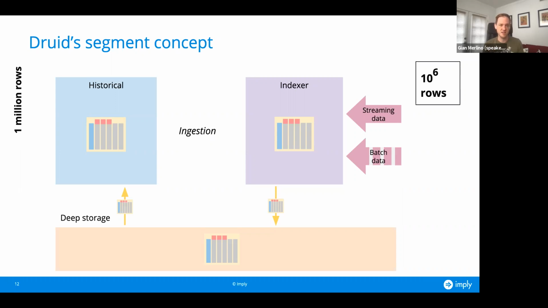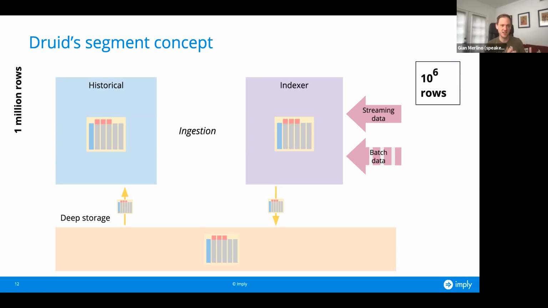These segments are built incrementally, row by row. Once a segment has finished being built, we do what we call publishing. And when we publish that segment, we push a copy of it to what we call deep storage, which is going to be S3 or HDFS or Google storage or something like that, some kind of cloud object storage. We'll push it there, and then we will load that at some point later on a historical.